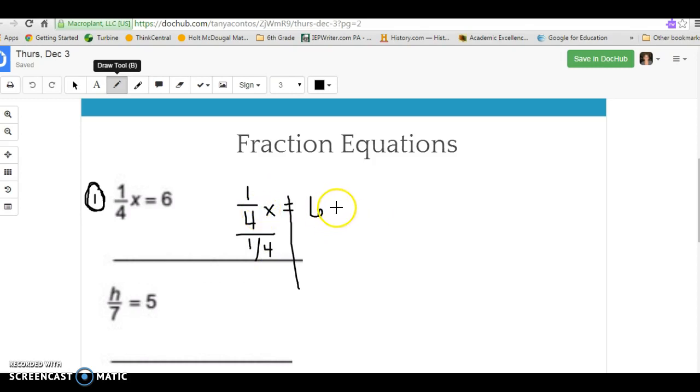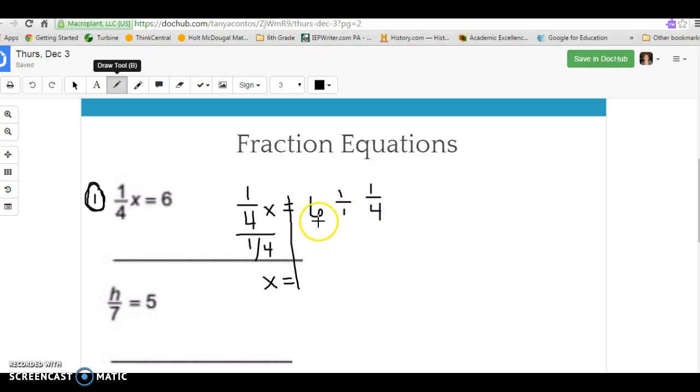So that's going to leave us with x on this side. 1/4 times x, if we divide it by 1/4, we'll be left with x. So on this side, we need to do the same thing. So we would have 6 divided by 1/4, and that is going to tell us what x is equal to.